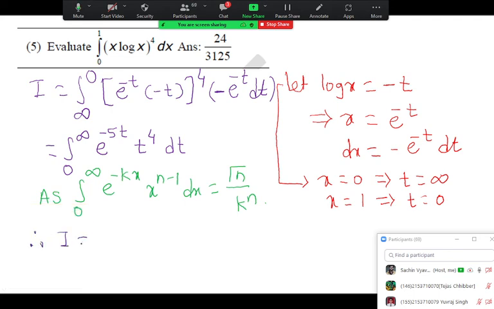The integral I will become, in this case, gamma n, means just add 1 there, gamma phi u. The value of k is also phi u, so phi u raised to phi u. And gamma phi u is 4 factorial, and this is phi raised to phi u, and we have the required answer, which is 24 upon 3125. Okay, so that is the end of the question.